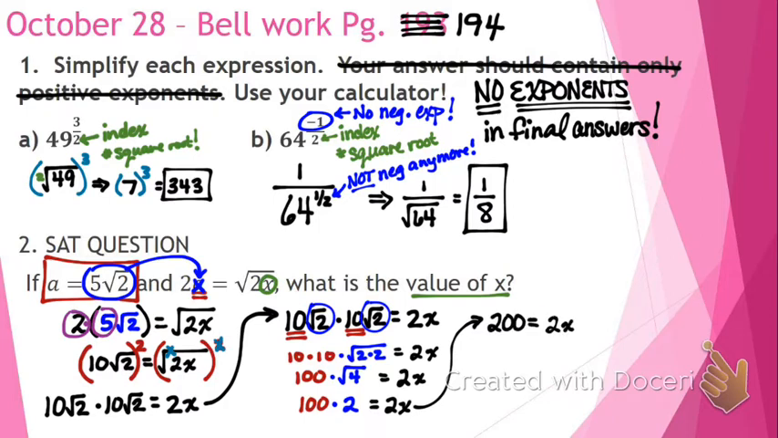What do I do to figure out x? Divide 2 from both sides. Divide 2 from both sides, and that means that x is what? 100. X is 100. Beautiful.